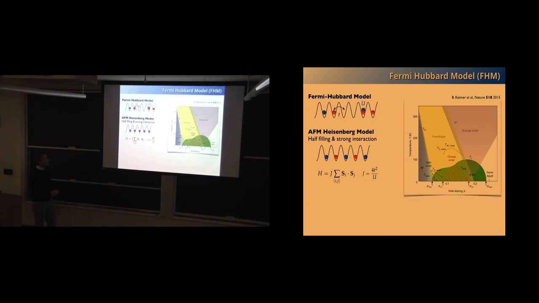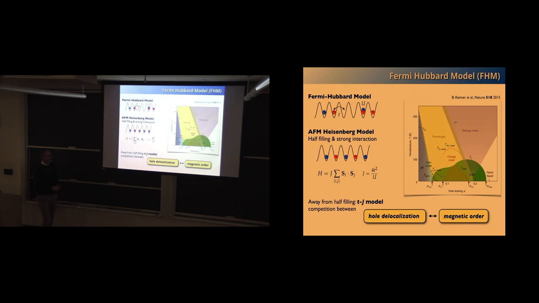And what you want to understand when you try to understand this phase diagram is really the competition of introducing these holes into the system and this magnetic ordering. It might seem, again, a simple problem. It turns out this has kept the solid state community busy for the last 30, 40 years, and it's still not solved.